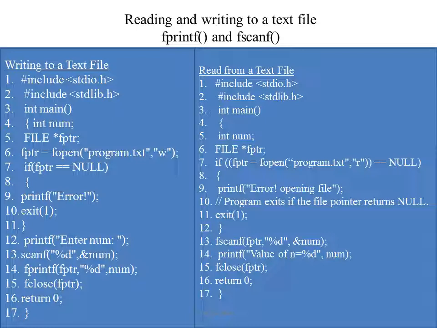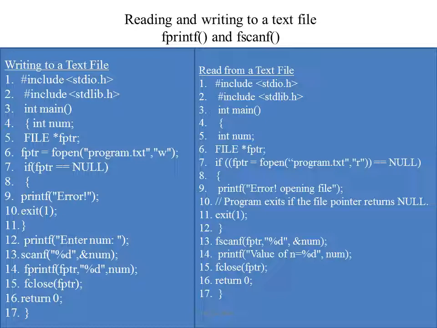Now we will discuss two functions, fprintf and fscanf. You have already done printf and scanf multiple times. Printf means giving output on the monitor, scanf means taking input from the user through keyboard. Now everything will be done from files and to files. Fprintf means we are giving output to a file, fscanf means we are taking input from a file.